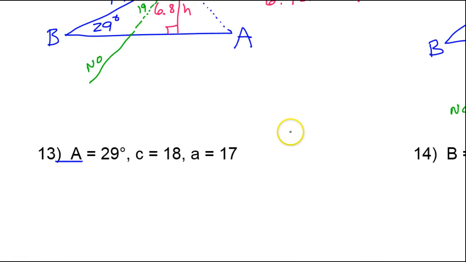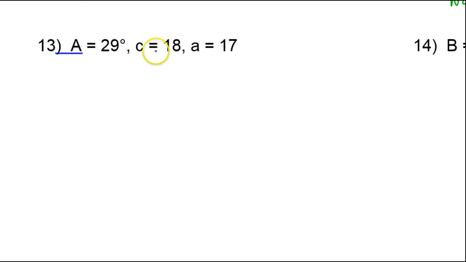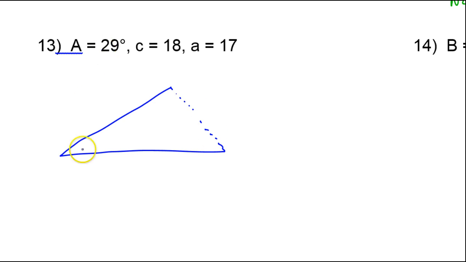Okay, let's keep going. Let's look at number 13. So we have a side and an angle. As soon as we see that, we're going to worry about the ambiguous case, and we're going to draw our diagram like this. Okay, that's the swing side. The angle will go right here, 29. Now this is angle A, which means this is side A, so that's why the 17 goes here. The other side has to be the rigid side, so the 18 goes here on the rigid side. So if this is C, that makes this angle C, which makes this angle B.